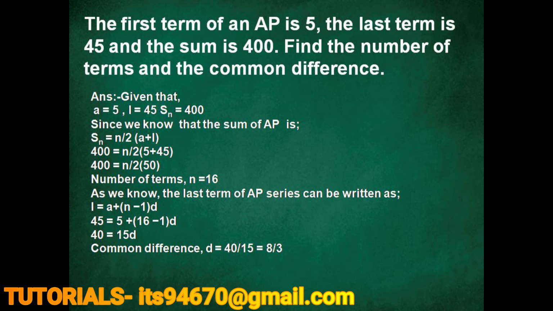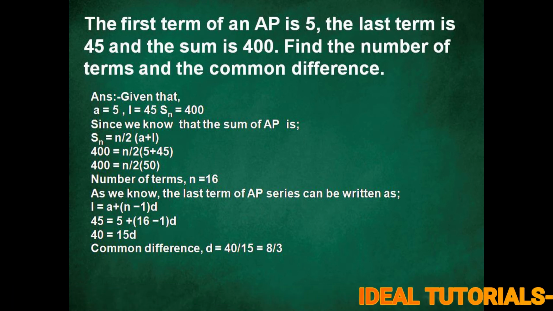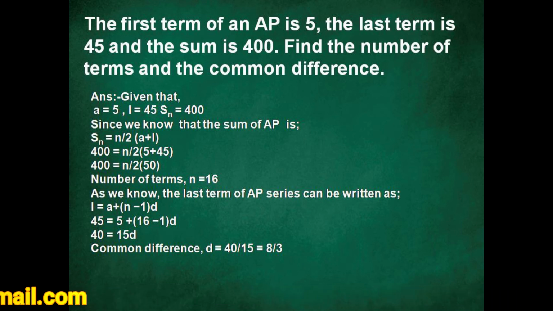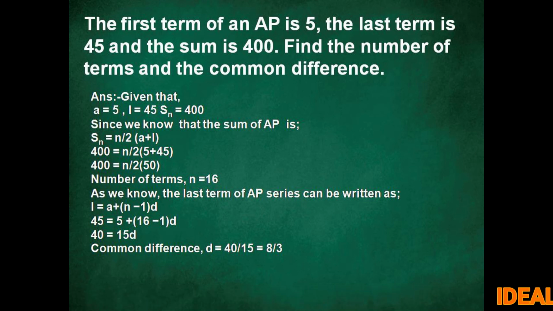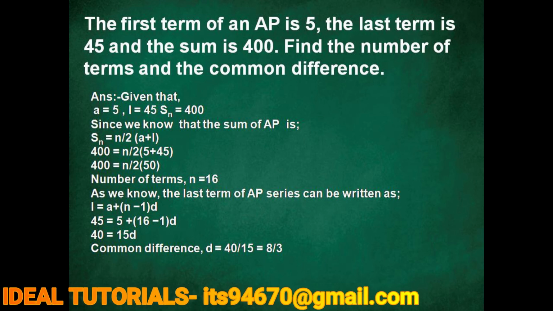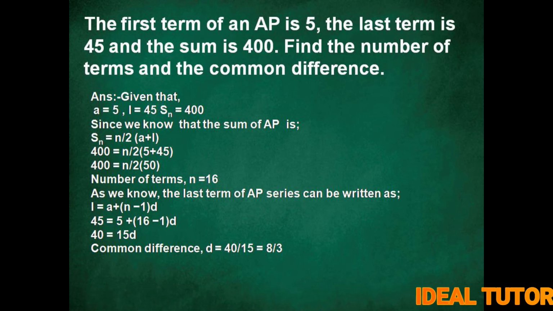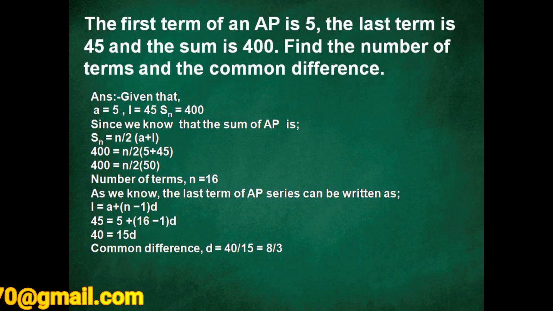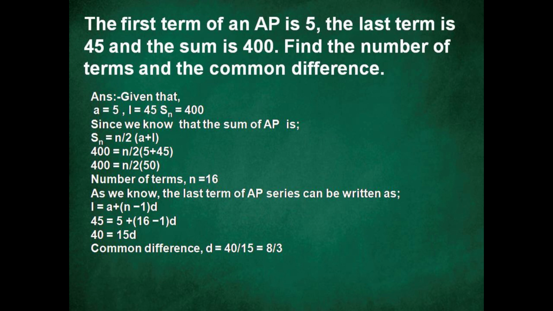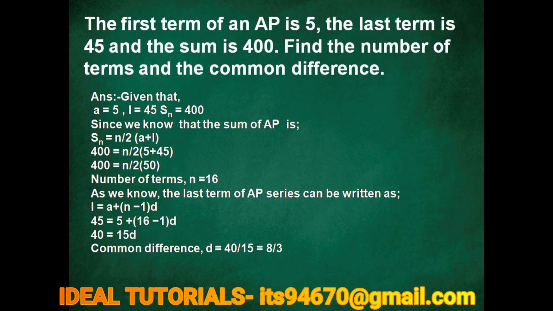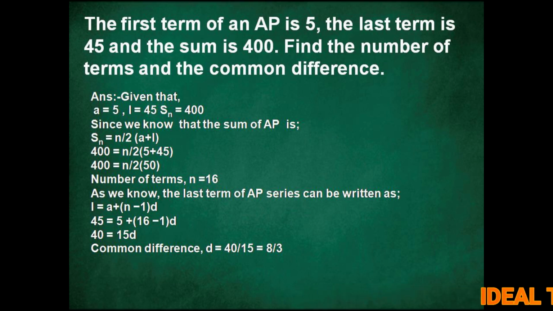Since we know that the sum of an AP is Sn equals n by 2 into a plus L, now put the values of Sn, a and L and solve it to find the value of n. Here n is equal to 16. Now we know that the last term of an AP series can be written as L equals a plus n minus 1 into d. Now put all the values of L, a and n and get the value of d. Here d is equal to 8 by 3.